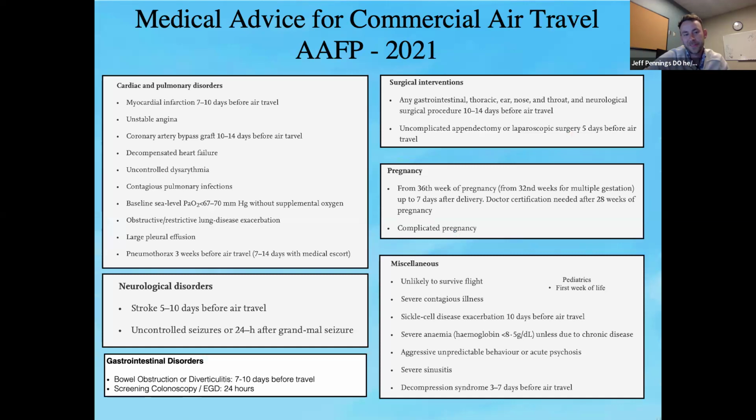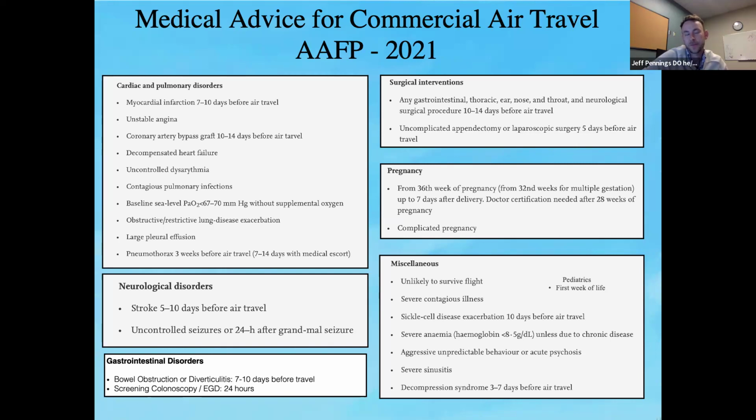This is an extremely busy slide, but what I'm trying to convey here is this makes a lot of sense. There's a really great review from the AFP that was published in 2021 around medical advice for commercial air travel. You could, of course, reference UpToDate, which has some more helpful things. But really, anyone with active, unstable cardiopulmonary disease should not fly until that cardiopulmonary disease becomes more stable.